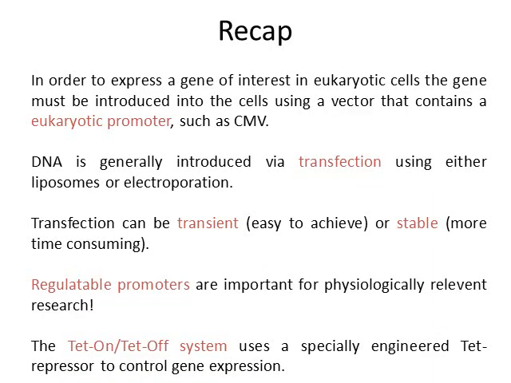So just a quick recap, because there's been quite a lot of information there. Some essentials about expressing genes in eukaryotic cells. You need a plasmid that contains a eukaryotic promoter, such as a CMV promoter, and amongst other things, origins of replication for eukaryotic cells, etc. Generally, we introduce DNA via transfection. So remember, the introduction of DNA into eukaryotic cells is called DNA transfection, and we do that via liposomes or electroporation. And this transfection can either be transient in nature, which is easy to do, or you can try and generate stable transfectants, which is more time consuming and difficult.